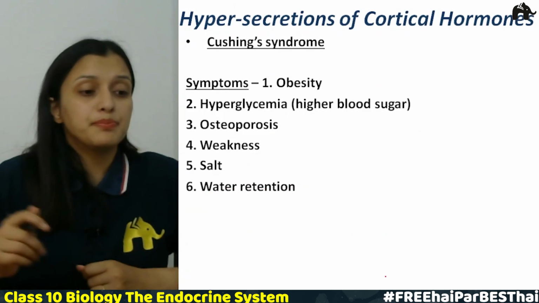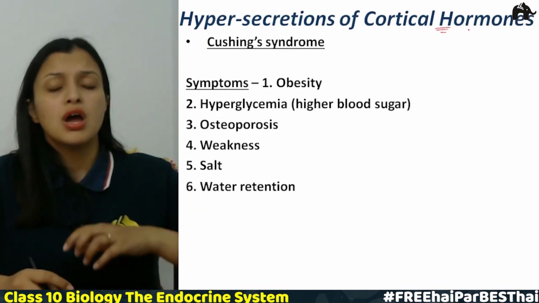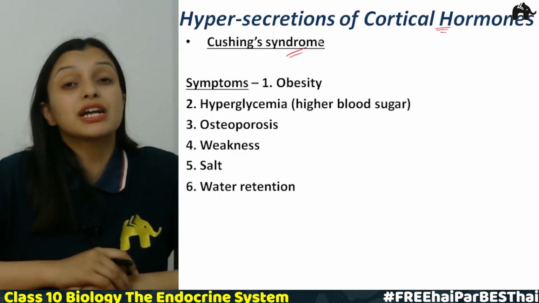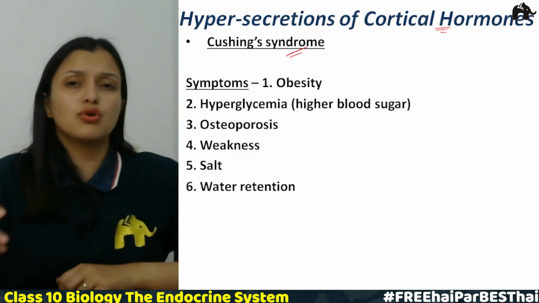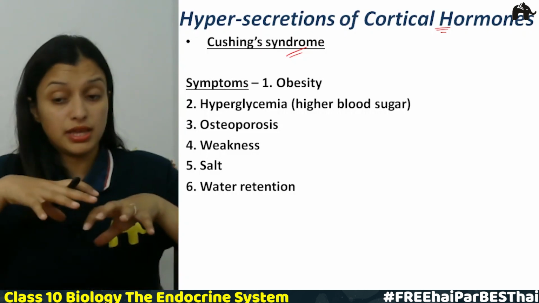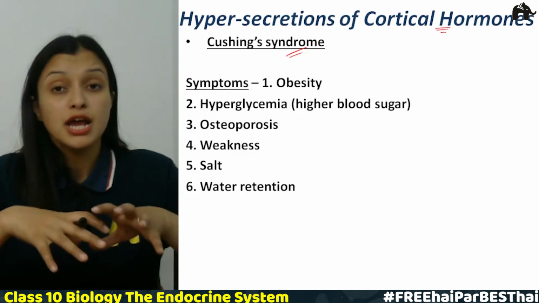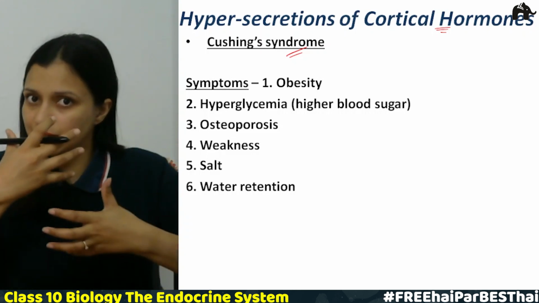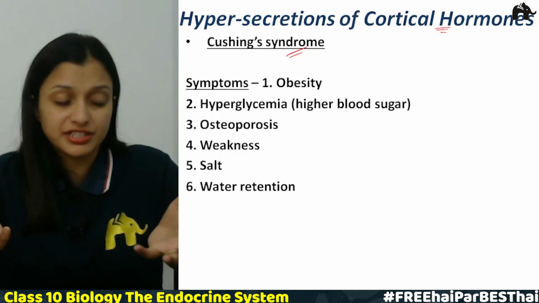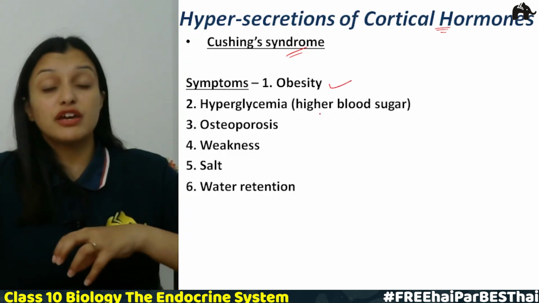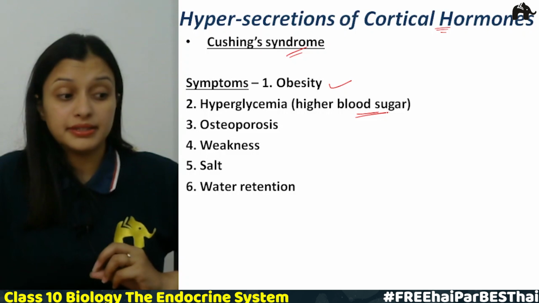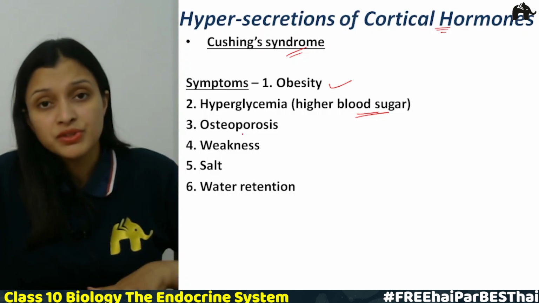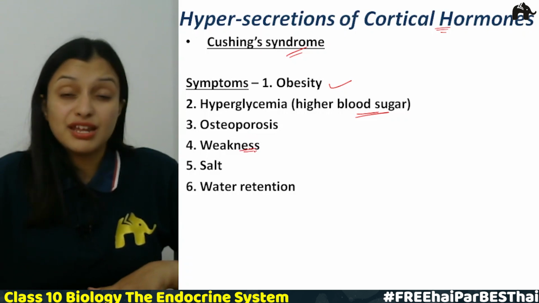Now the next is hypersecretion of cortical hormones. When we talk about hypersecretion, it leads to a syndrome called Cushing's syndrome. In this syndrome, when there is a lot of cortical hormone, there will be no feeling of low energy, right? There will be obesity, high blood sugar, and osteoporosis, a disease related to the bones. Then there will be weakness.